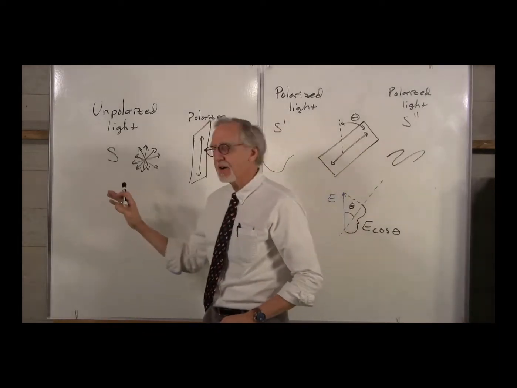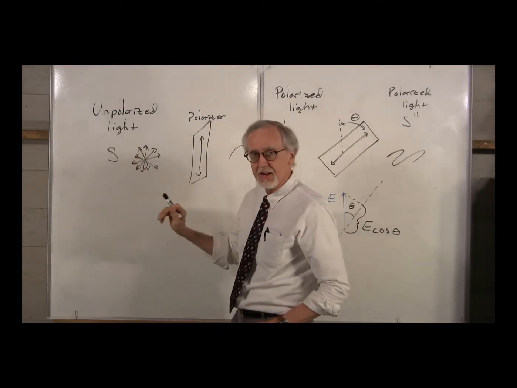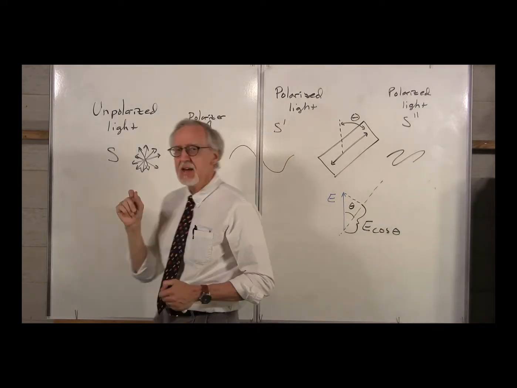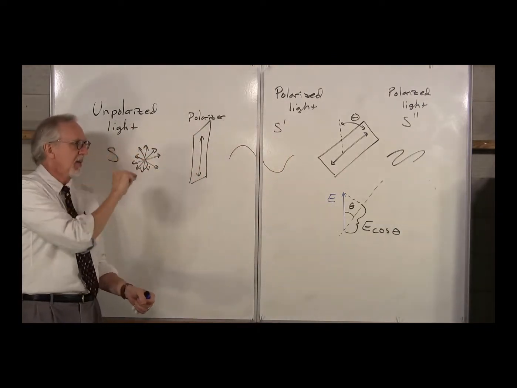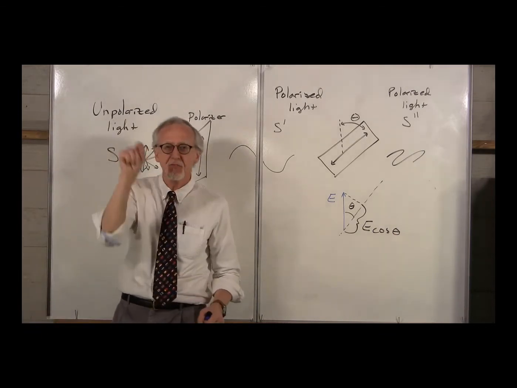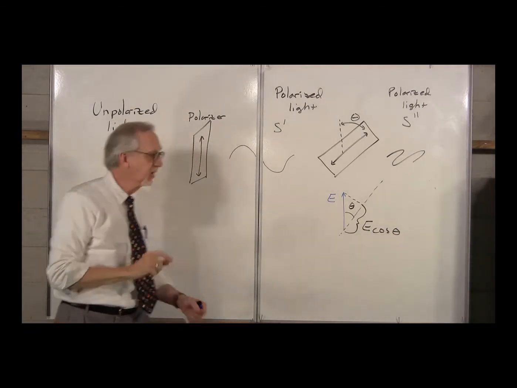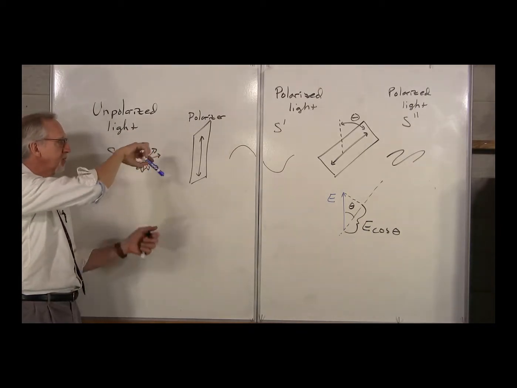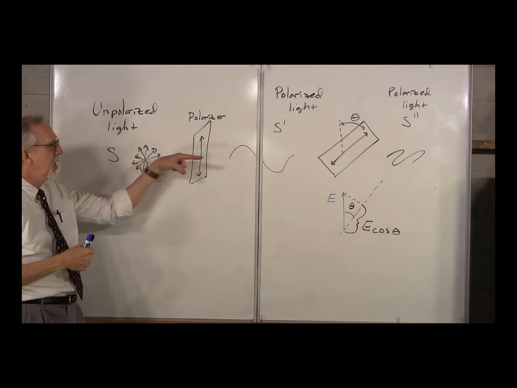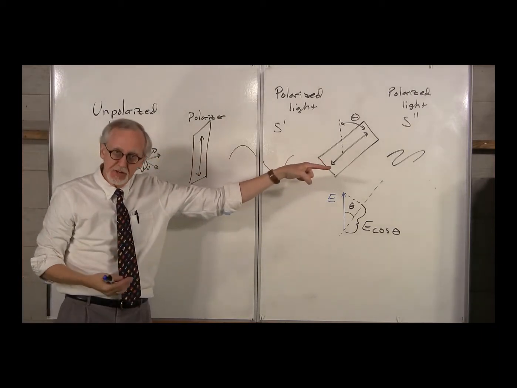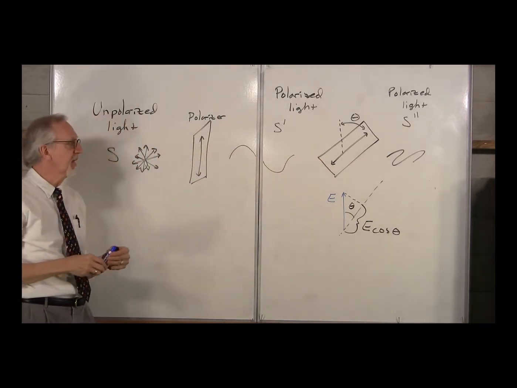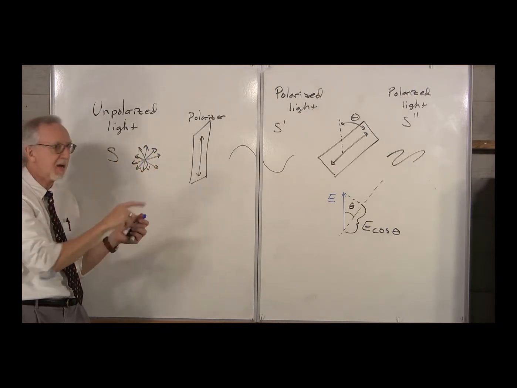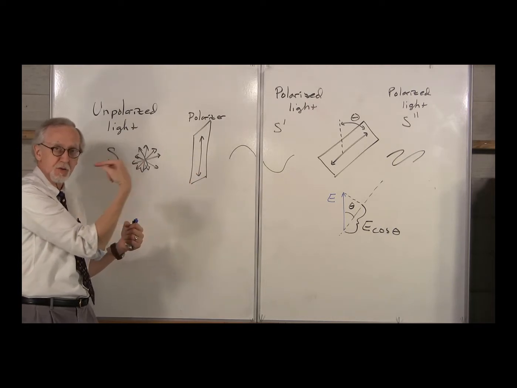Let's imagine that we start out with some unpolarized light with an intensity of S. Now remember, unpolarized light means the waves are oscillating all over the place, up, down, back and forth, every direction. But it's in this plane that it's oscillating in every direction because it has to be perpendicular to that direction, which is the direction of the velocity. So the electric field can only oscillate up and down and in and out of the board. It can't oscillate in this direction, this way or this way.